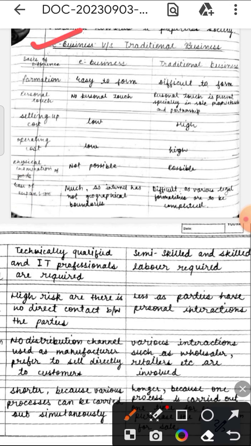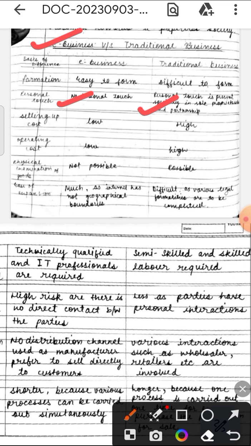E-business and traditional business difference. We understand e-business versus traditional business on the basis of difference. The first one is formation. E-business is very easy to form and traditional business is difficult to form, because traditional business requires many costs and e-business requires less cost. In e-business there is no personal touch between the seller and the buyer, but in traditional business there is a personal relation with the supplier and the customers.